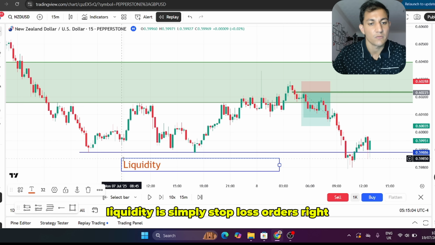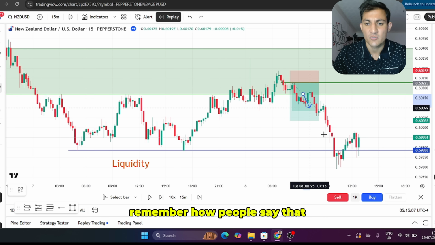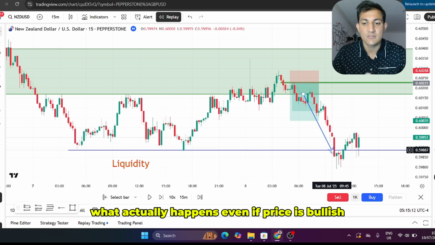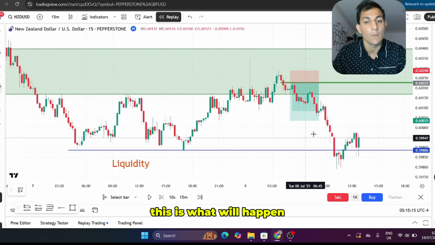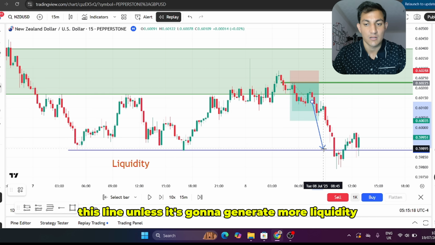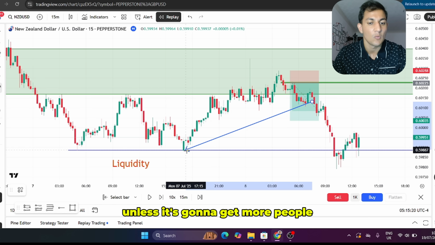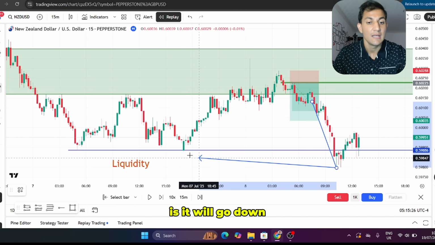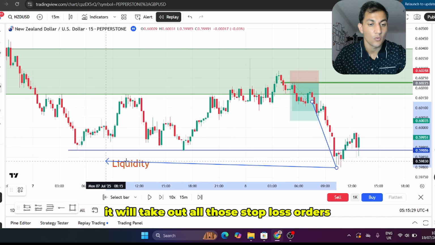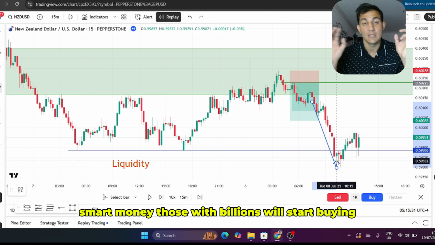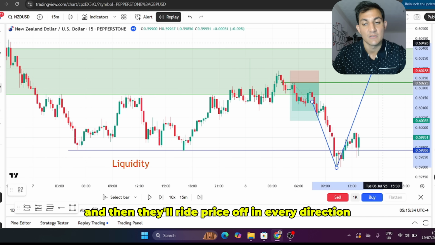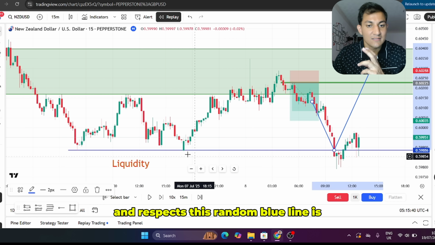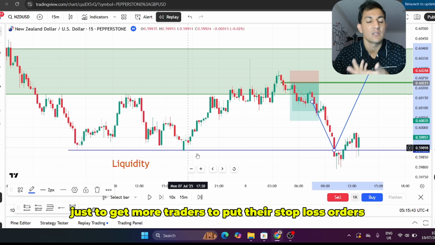Liquidity is simply stop loss orders. You remember support and resistance? You remember how people say that price will bounce off like this? You probably remember hearing about this. What actually happens, even if price is bullish, is that price will never bounce off these lines unless it's going to generate more liquidity, unless it's going to get more people to start putting their stop loss orders here. What will actually happen, if price is going to reverse, is it will go down and take out liquidity here and here, it will take out all those stop loss orders. Smart money, those with billions, will start buying, and then they'll ride price off in the other direction. It will never do this. The only time it ever respects this random blue line is just to get more traders to put their stop loss orders there.